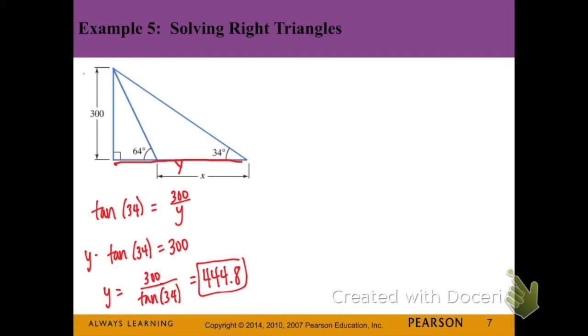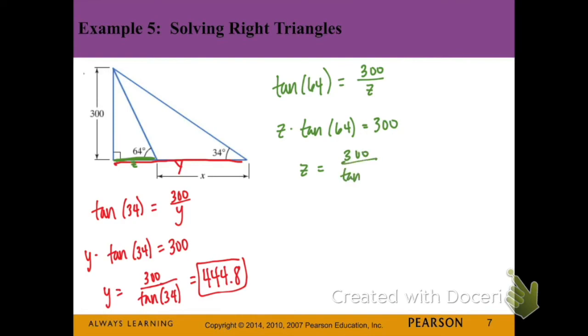Next, I want to focus in on that small triangle and find the base. So this bit right here, we'll call it z. I know my angle is 64 degrees. I know the opposite side, and I want to know adjacent. So I'm going to use tangent again. I'm going to have to multiply z over to the left side, and then divide by tangent of 64. And we get z equals 146.3.